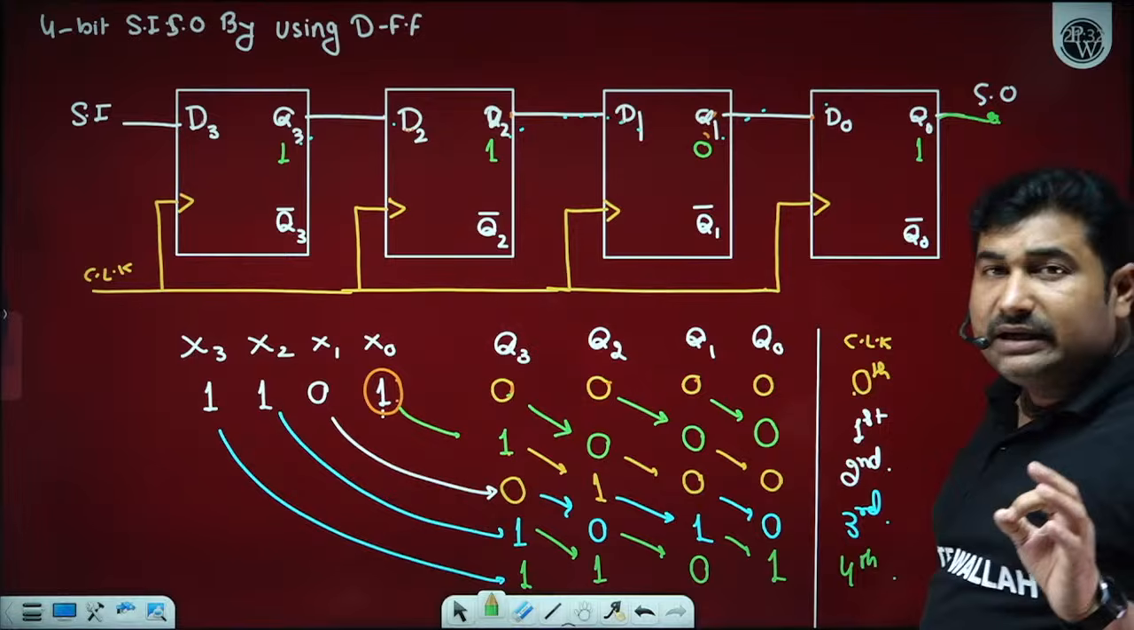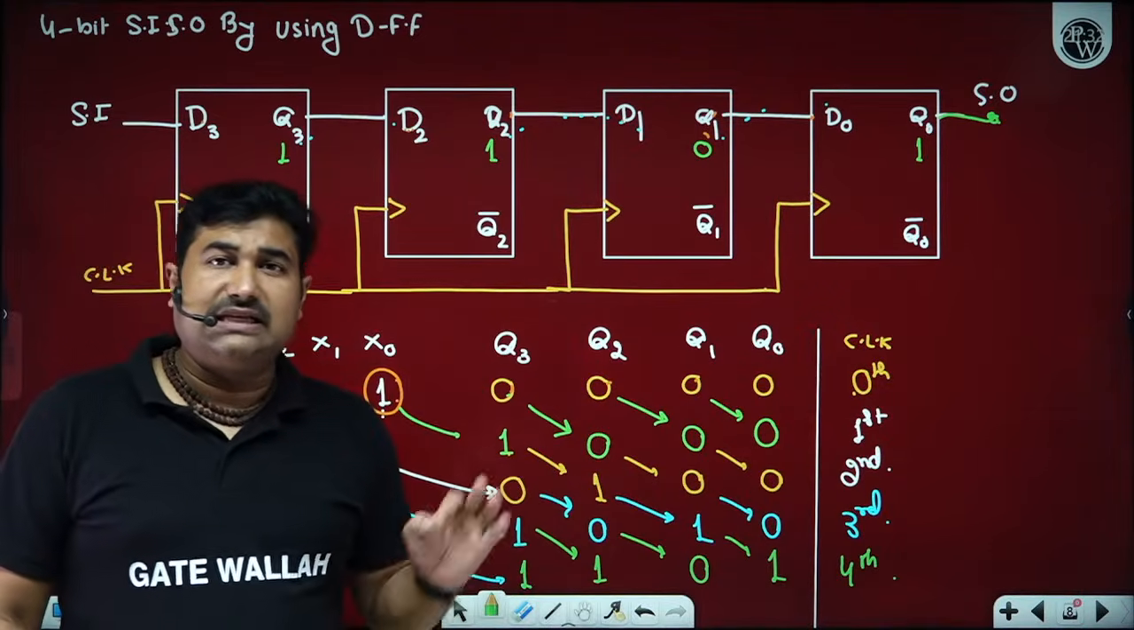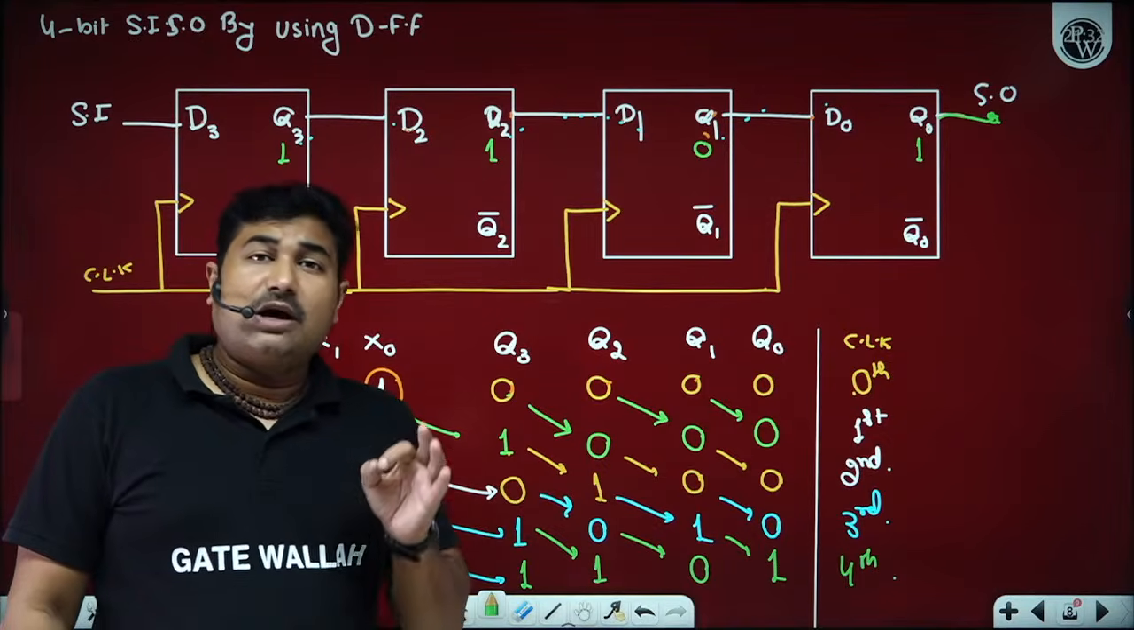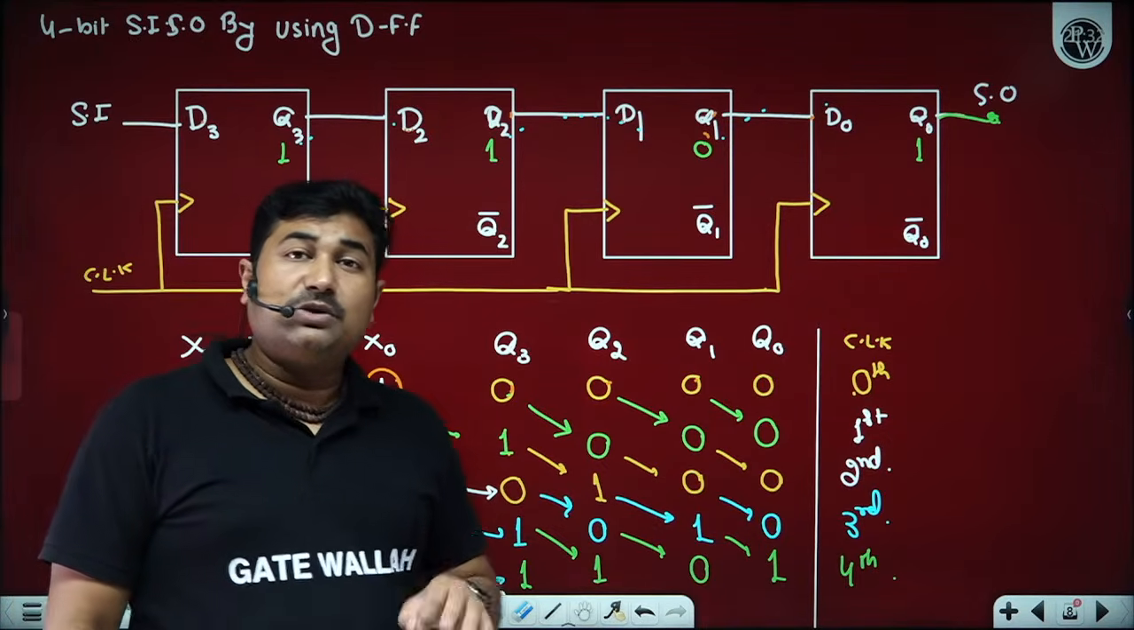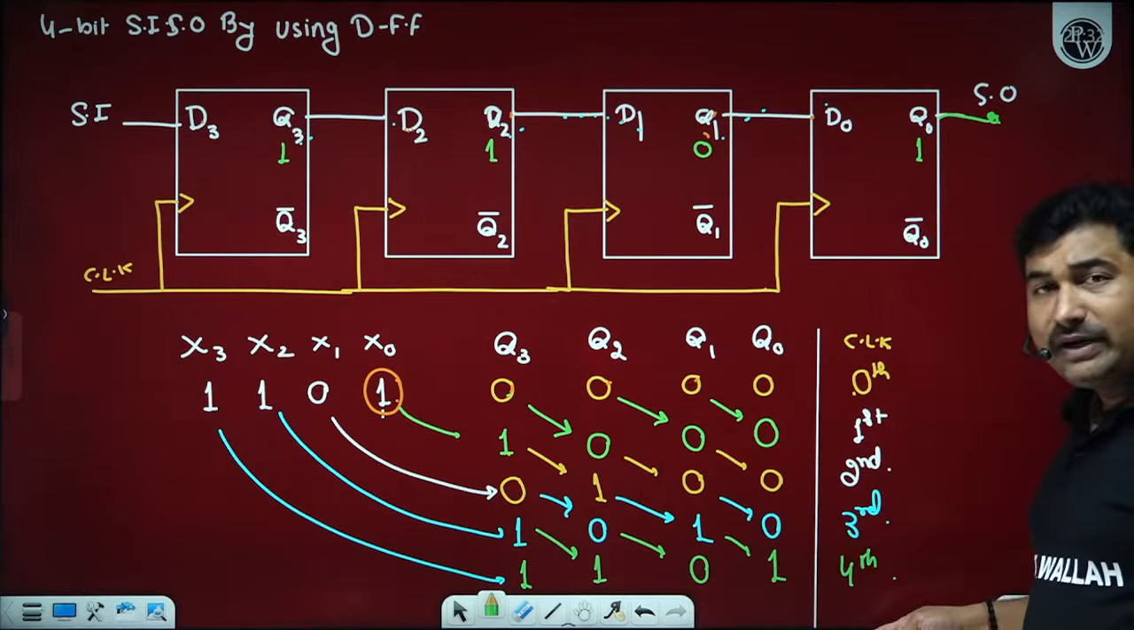So can you tell me, if we have an n-bit shift register, serial in, serial out, then how many clock pulses are needed to store the data? Sir, n clock pulses. For 4-bit we need 4 clock pulses.